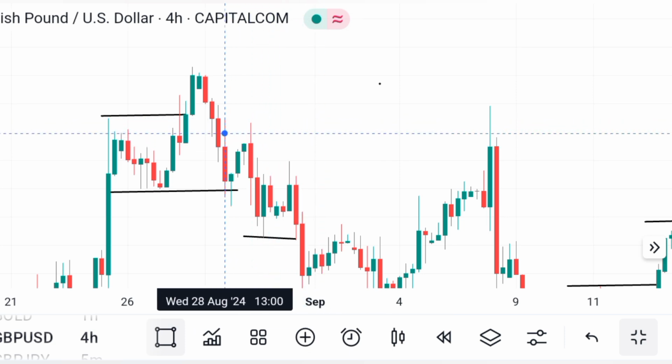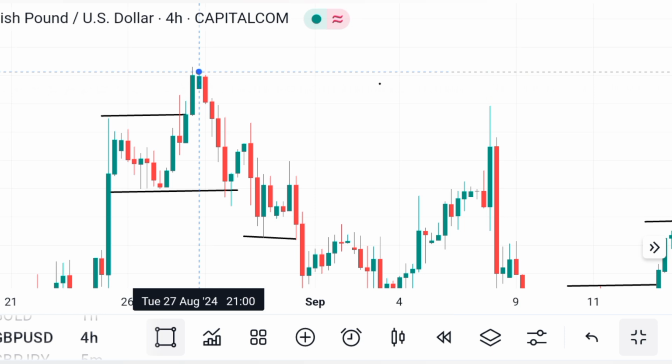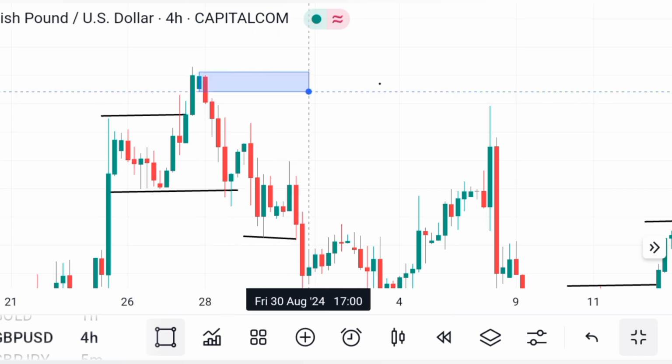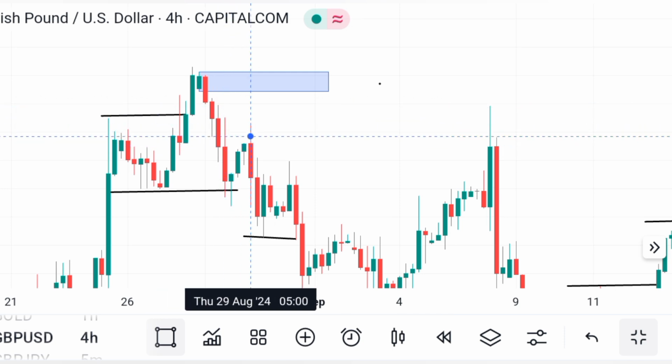Fair value gap is the gap that is made between three consecutive candles. I think I made a video on fair value gap. You can go and watch it, right? So now we have this order block. And actually, if you look here, there wasn't any fair value gap on our H4 time frame.